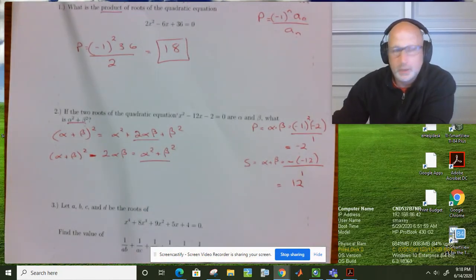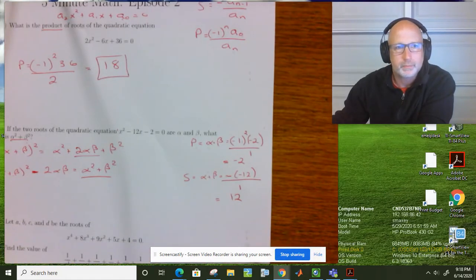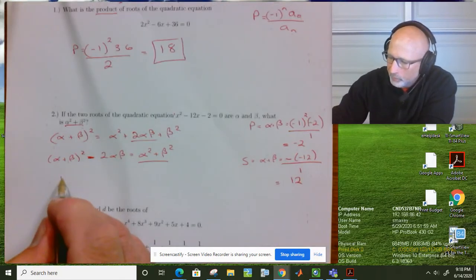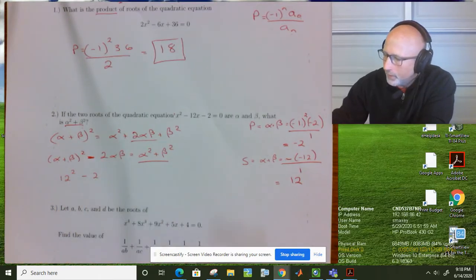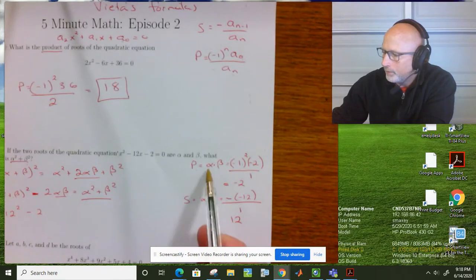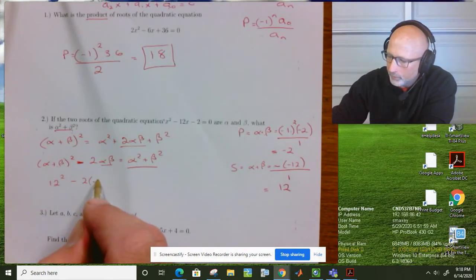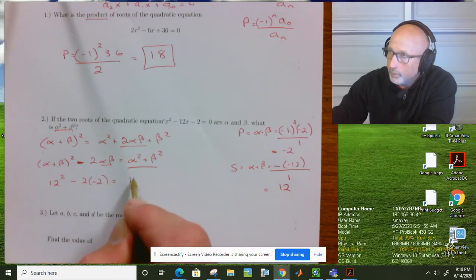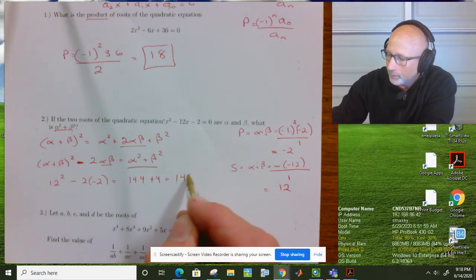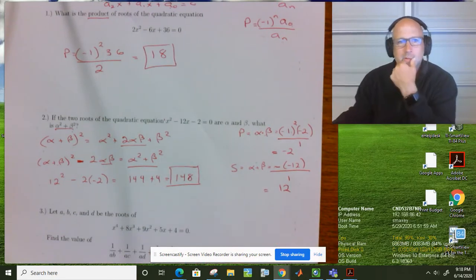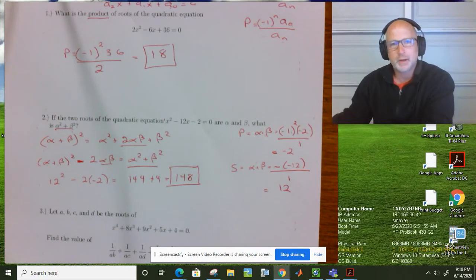Well, that's what I want. So now I just need to know, what is alpha plus beta? I know what alpha plus beta is. It's 12. So this is going to be 12 squared minus 2 times alpha times beta. What is alpha times beta? It's negative 2. So this is times negative 2. So this is equal to 144 plus 4, which gives you 148. Okay, it's pretty classic trickery there. Some good questions.